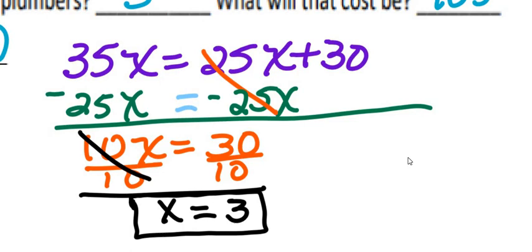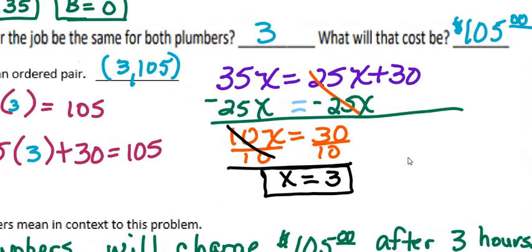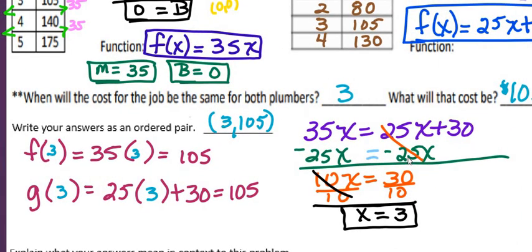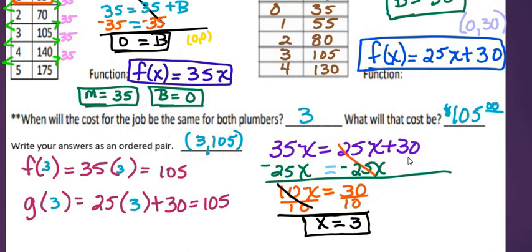So after 3 months, the cost will be the same. Now, how much will that cost be? Once you find how many months it's the same, you're going to substitute that number in place of x in the function. I've done this in f of x and g of x, and see after 3 months the cost is 105.